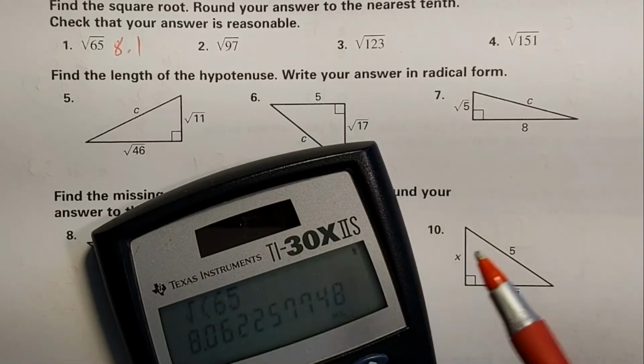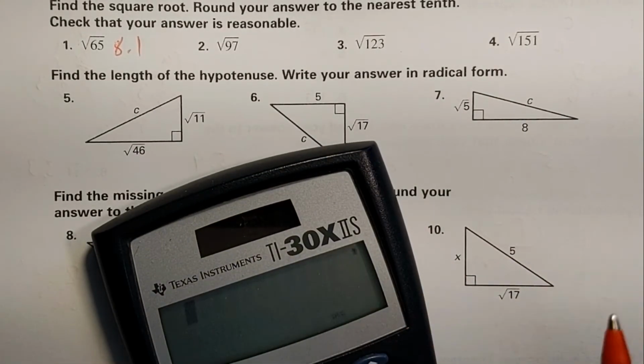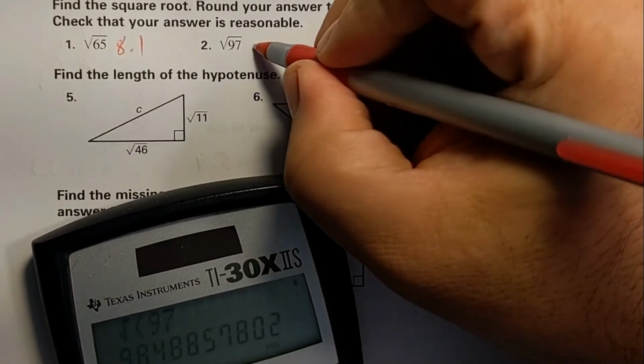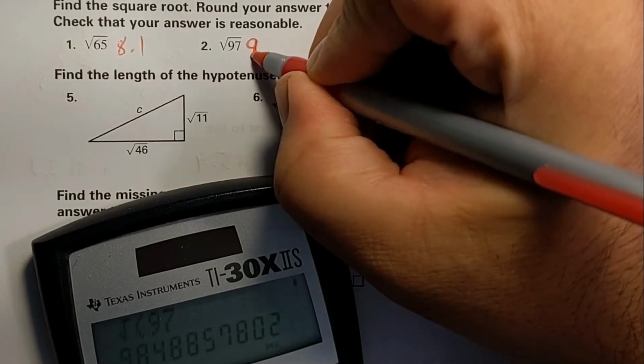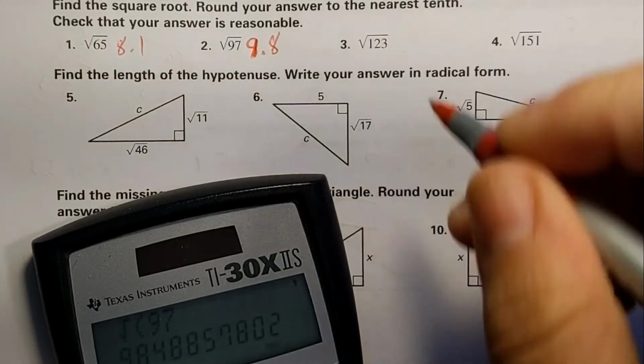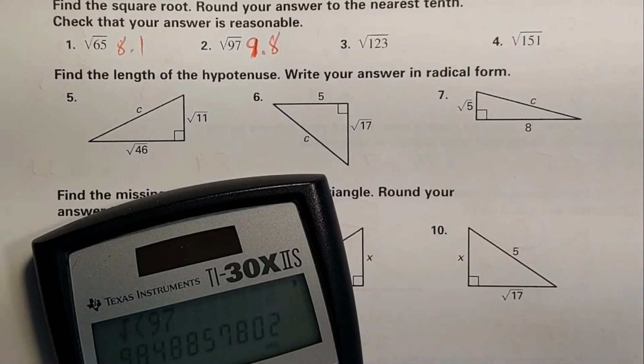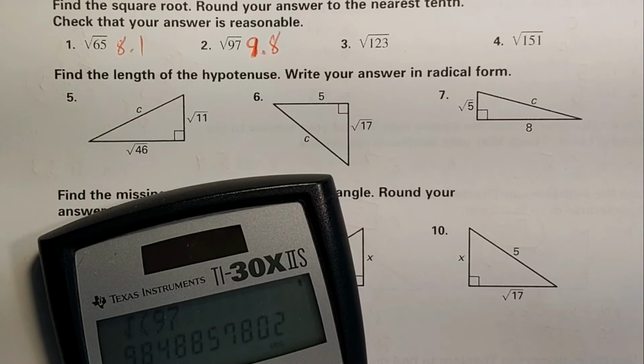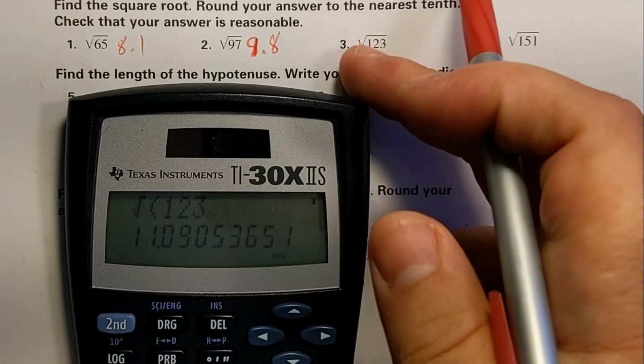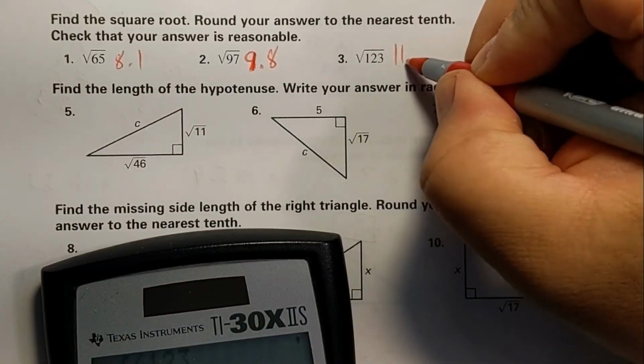97, that's almost 100, so the square root of 100 would have been 10. We're looking for something just a little bit smaller. Square root of 97, and we have 9.8, so that's reasonable. For 123, that's a little bigger than 121. The square root of 121 would have been 11, because 11 times 11 makes 121. So I'm looking for something a little bit bigger than 11. So square root of 123, I get 11.1. So that's just barely bigger than 11. That's what I expect.